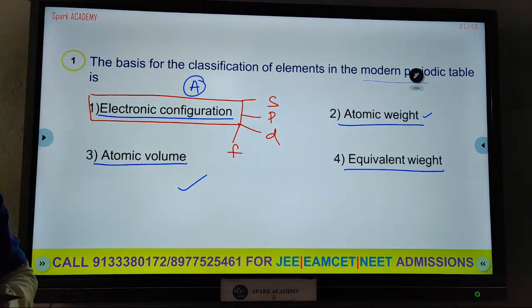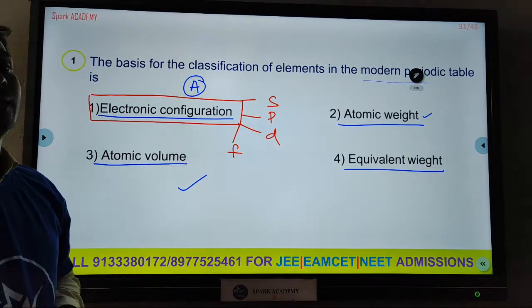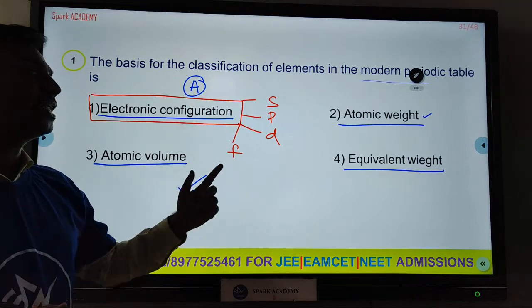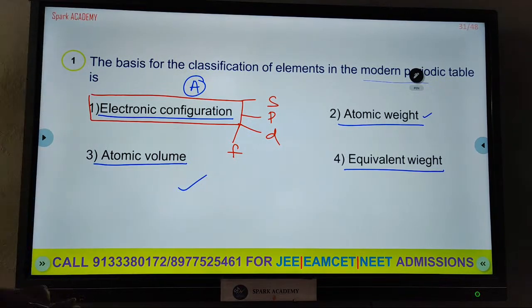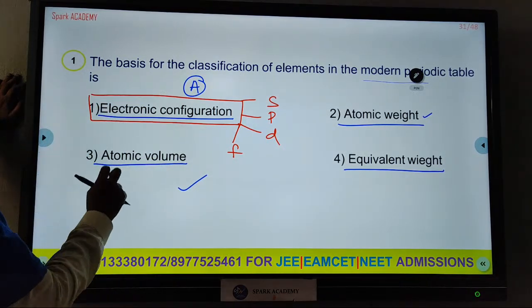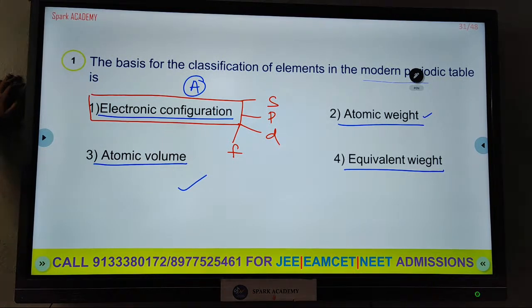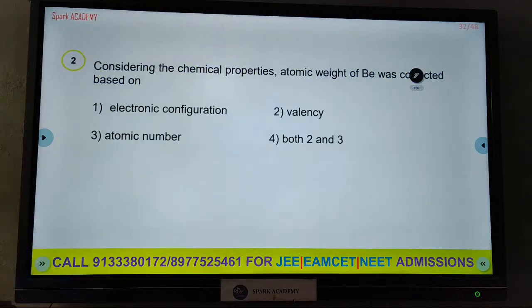The differentiating electron means the last electron. Elements whose last electron enters the S subshell are S block elements. Those whose last electron enters the P subshell are called P block elements. Those whose last electron enters the D subshell are called D block elements. Those whose electrons enter the F subshell are called F block elements. So based on electronic configuration we divided elements into S, P, D, F in the modern periodic table. The main base is electronic configuration. So the answer to this first example is electronic configuration. Next question.